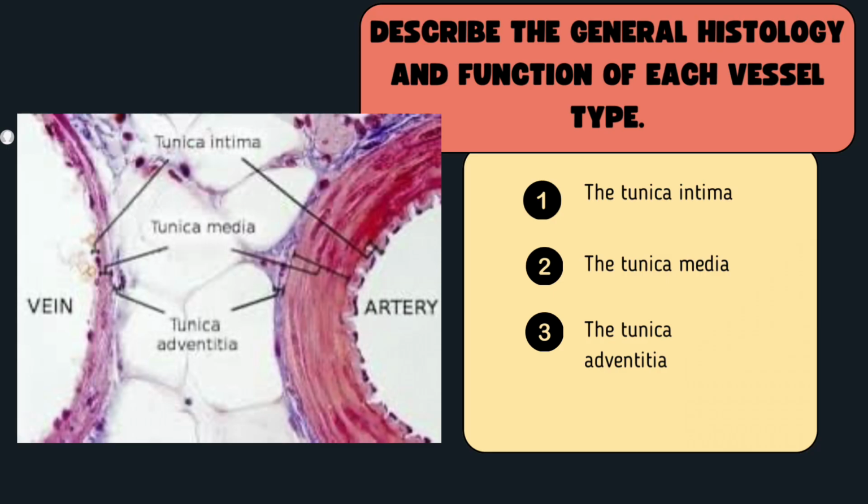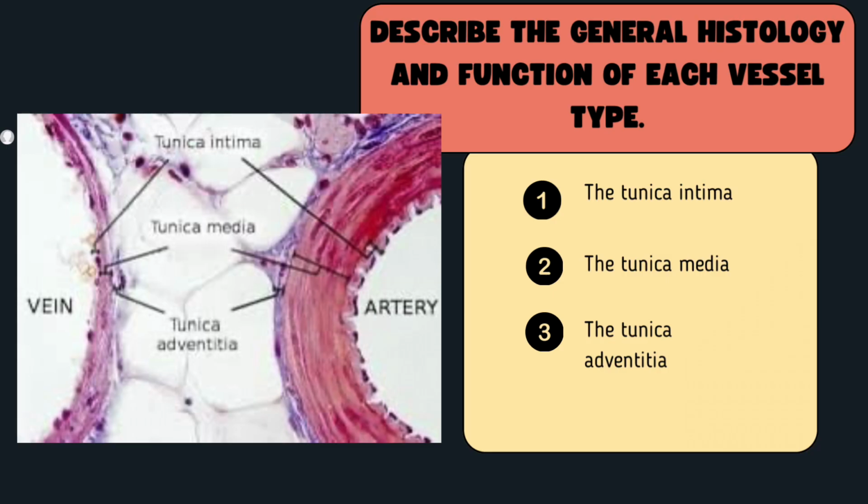The tunica intima pretty much acts as a barrier between the blood and the vessel wall, and it also helps regulate blood flow and exchange of nutrients and gases between blood and surrounding tissues. The tunica media is a thick middle layer with abundant smooth muscle cells and elastic fibers. This is going to be responsible for vasoconstriction and vasodilation to regulate blood pressure. It is responsible for maintaining elasticity and withstanding high pressure.